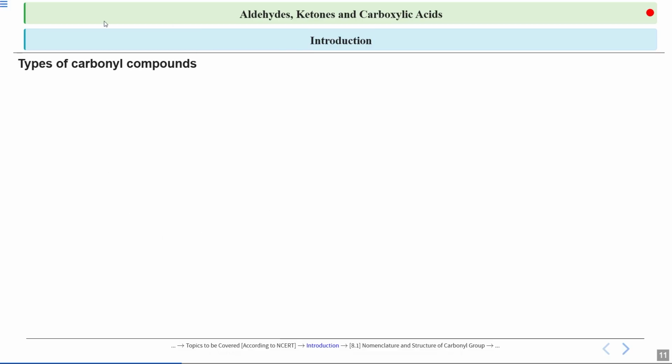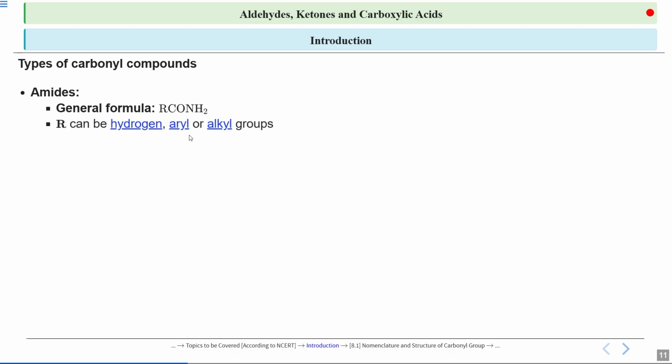Now the next type of carbonyl compound which we will talk about are amides. The general formula of amide is RCONH2. In this case also your R group can be a hydrogen or aryl or an alkyl group. The general IUPAC name, how you write the names of an amide, is alkanoamide.